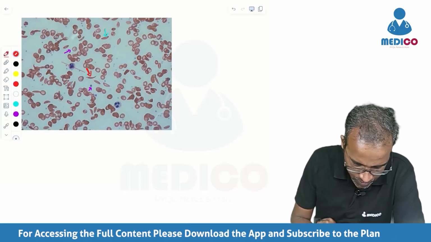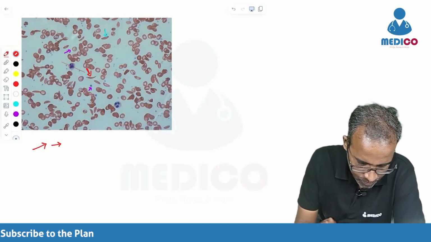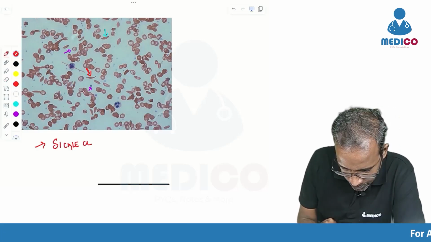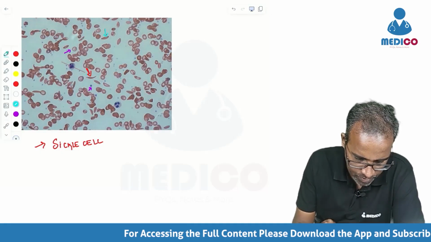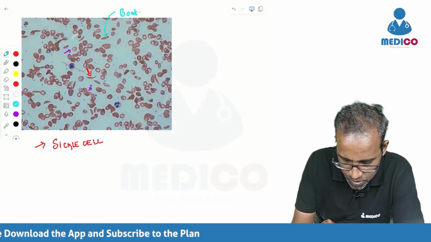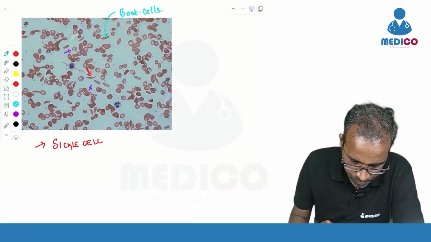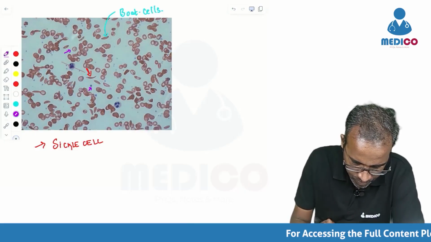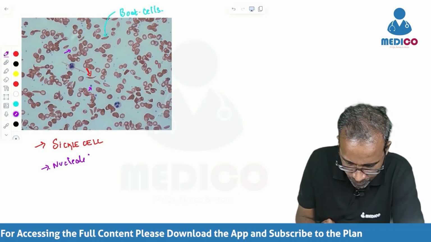The one in the center, which I have noted with a red arrow, is a classical sickle cell. Followed by a cell which is marked here, both cells. Then a few small cells here. This purple color cell could be a nucleated RBC.